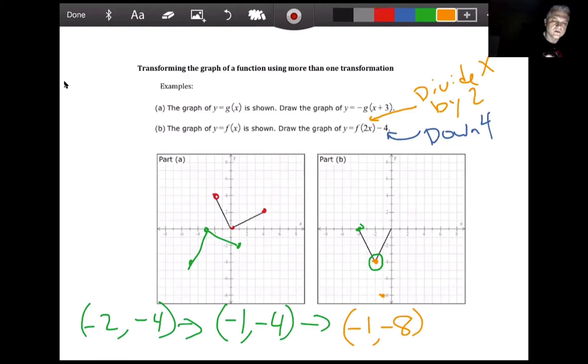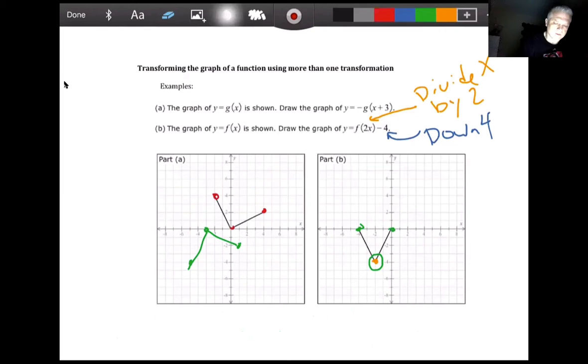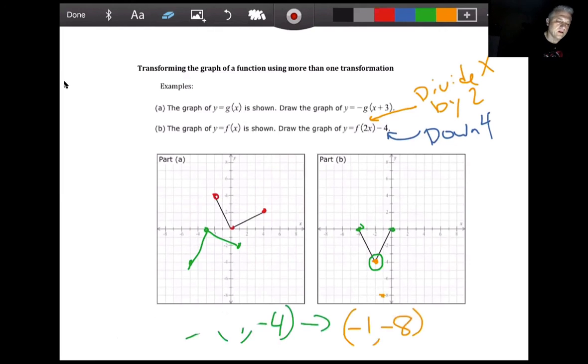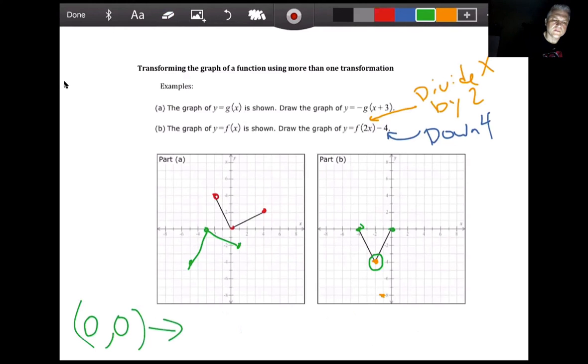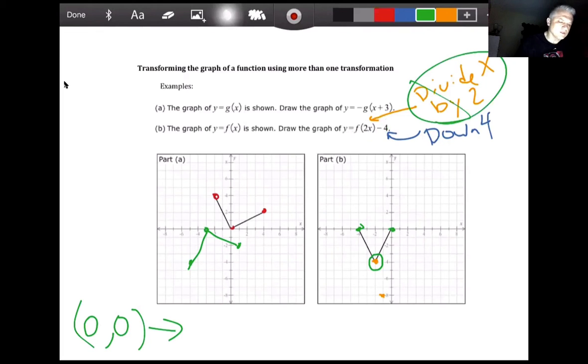Take our last original key point from f of x, which is 0, 0, which hopefully will be just as easy as 0, 0 has been for the other graphs that we have. So we start with 0, 0. Again, inside the parentheses, we are dividing our x's by 2. 0 is our x. Divide 0 by 2, and you get 0. So 0, 0 stays at 0, 0.